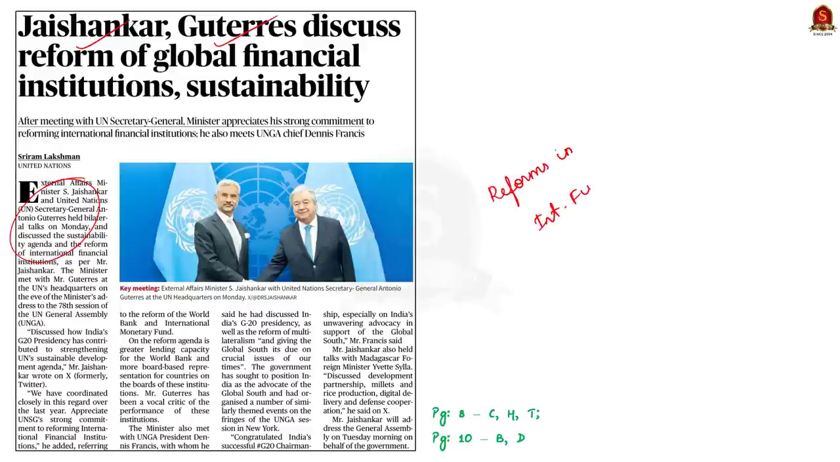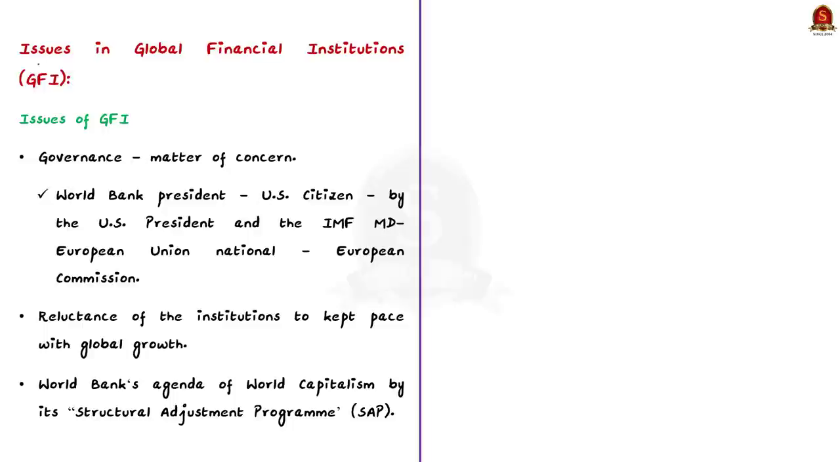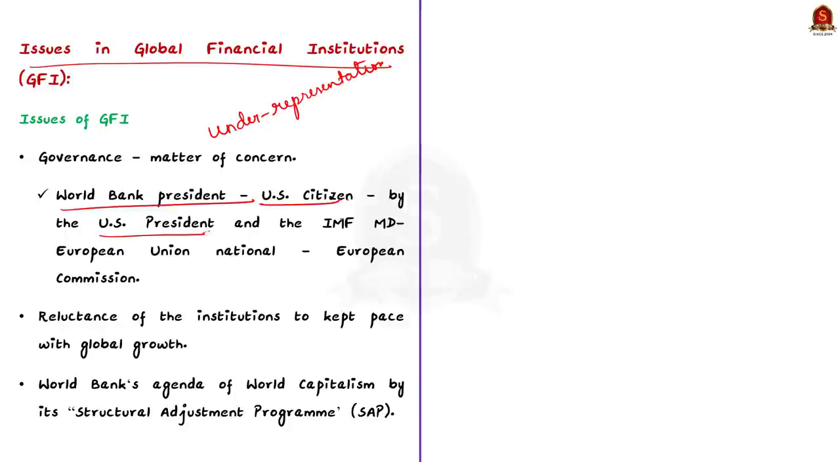So in this context, let us see the problems with global financial institutions and the steps that need to be taken to reform them. First, let us see the problems associated with global financial institutions. The first major concern is underrepresentation of developing countries in managing these institutions. See, the World Bank president is a US citizen, always appointed by the US president, and the IMF managing director is a European national appointed by the European Commission. So there is no proper representation from developing countries like India and China. This is a major concern of international financial institutions like the World Bank and IMF.